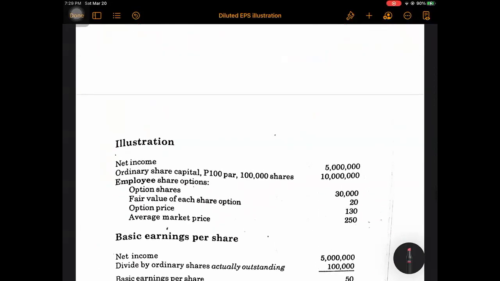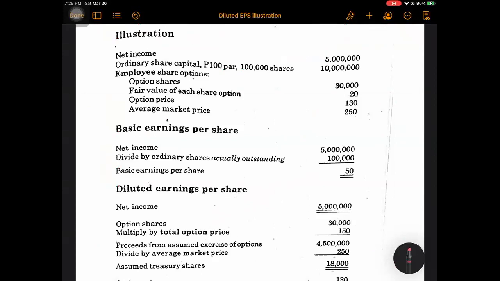You have net income of 5 billion. You have ordinary share capital of 100 pesos par, 100,000 shares, so a total of 100,000 shares outstanding. Tapos, you have employee share options. The option shares are the number of shares nga pwede i-convert sa share option sa employee. You have the fair value of each share option of 20 pesos. The option price of your share option is 130 and the average market price is 250. Question: dilutive ba ni siya or dili?